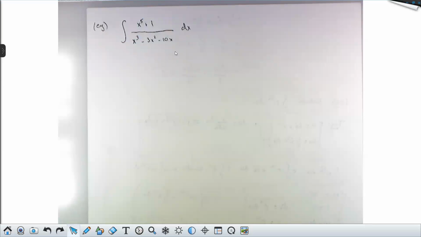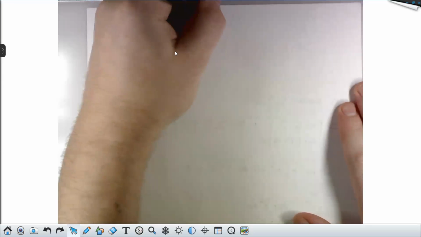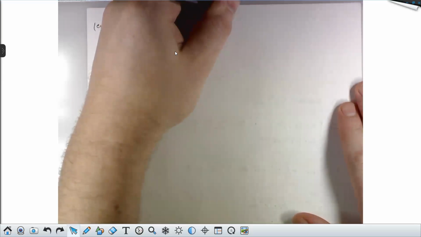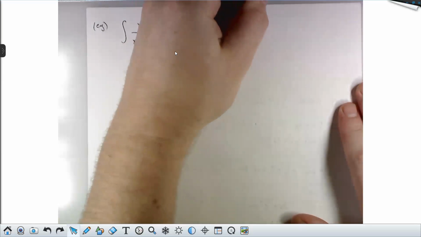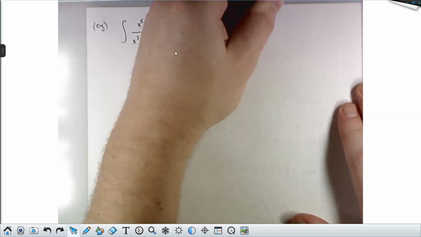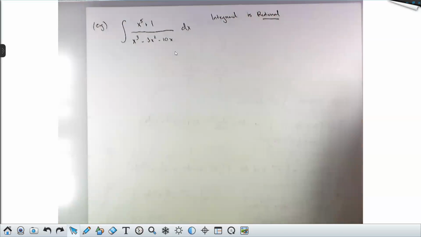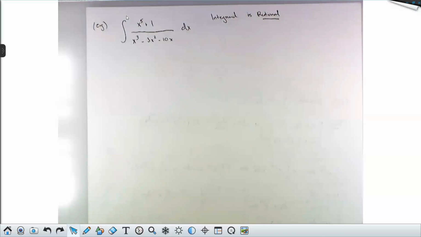This looks like a partial fraction. This is a rational function. The integrand is rational. Now, before we get into any 7.4 stuff, we should first look for an obvious substitution.